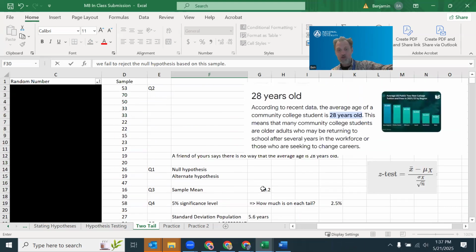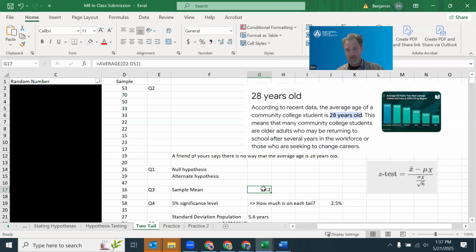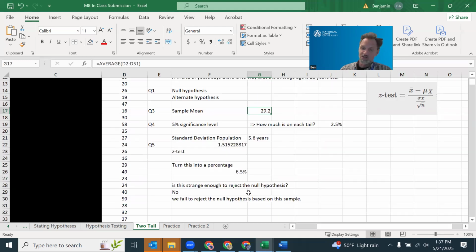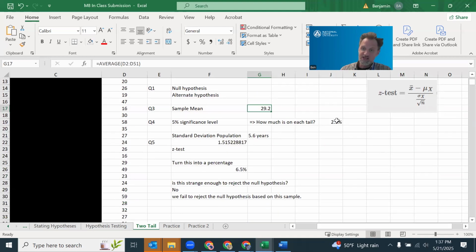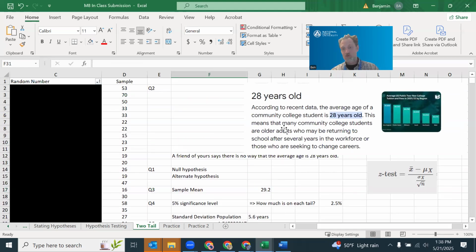So, although the sample was higher, the average age was 29.2, and that's higher than what this study claims, it's not high enough to be strange enough to be a result that causes us to reject the null hypothesis. And that's setting our bar at 2.5%. Even if we had done a single tail test at 5%, it wouldn't have been a good enough result. So we failed to reject the null hypothesis based on the sample, which means, I don't know.